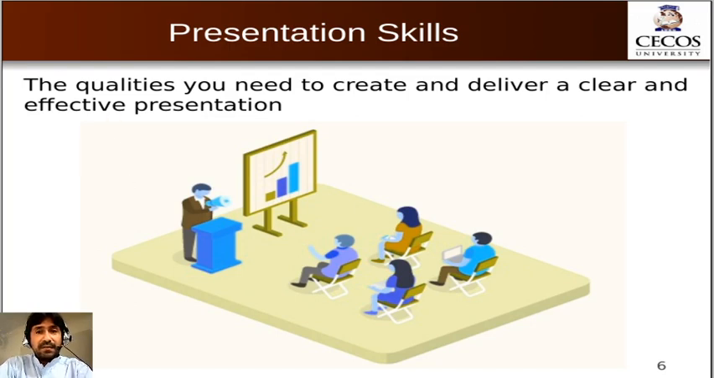And now some skills for presentation. Those were skills for communication. Now these are skills for presentation, which is the main focus of this talk.